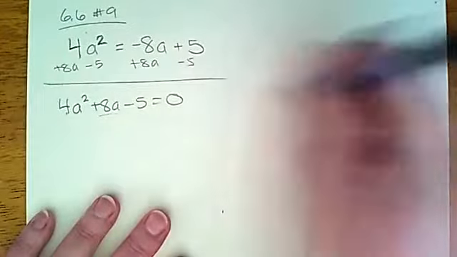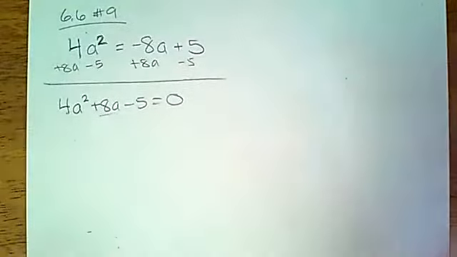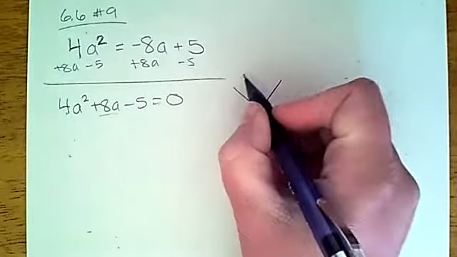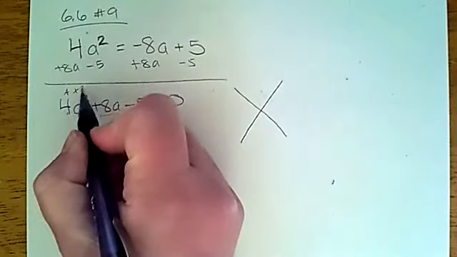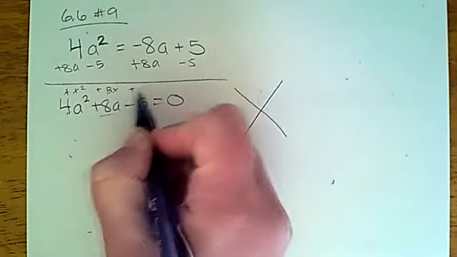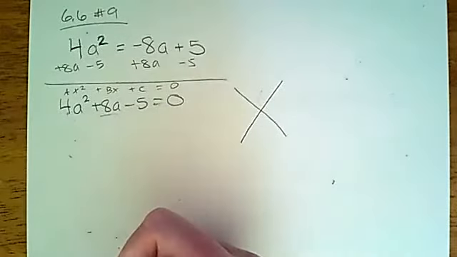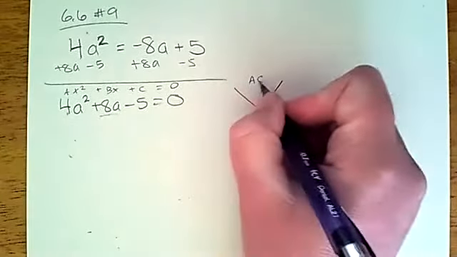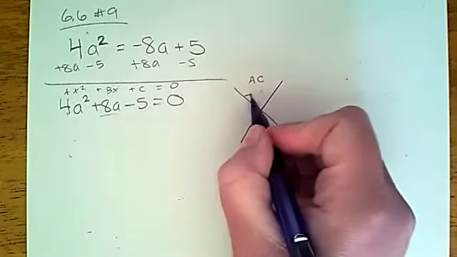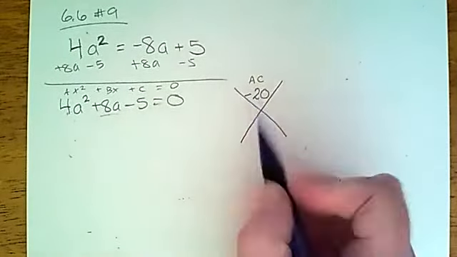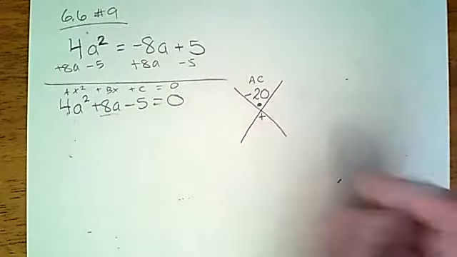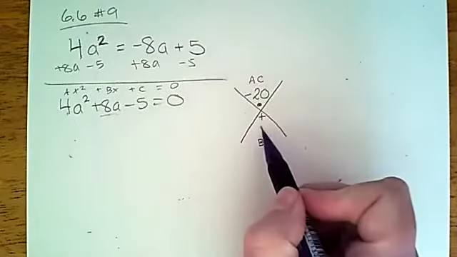A surefire way to make these work out with less guess and check going on is the AC method. So the AC method is where you have a quadratic in the form ax squared plus bx plus c, x being the variable, in this case it's an a, it could be any letter, and you multiply the a and the c together. In this case, 4 times negative 5 would be negative 20, and that's what your two values need to multiply to. And you add to your b, which in this case is positive 8.